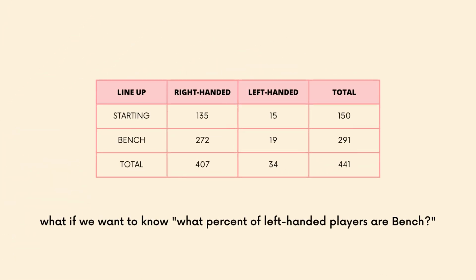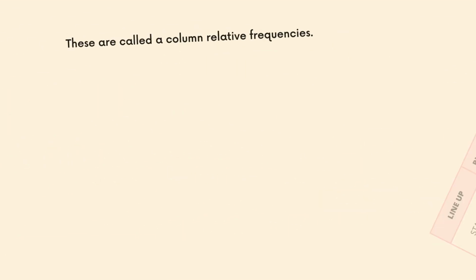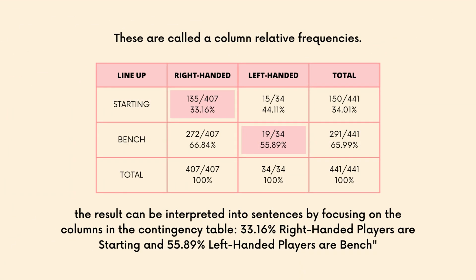But what if we want to know what percent of left-handed players are bench players? This is a different type of question, one that can be answered by dividing the original values of the cells by the totals along dominant hand, or the horizontal axis of the contingency table. These are called column relative frequencies. Now, the result can be interpreted into sentences by focusing on the columns in the contingency table. 33.16% of right-handed players are starting, and 55.89% of left-handed players are bench.